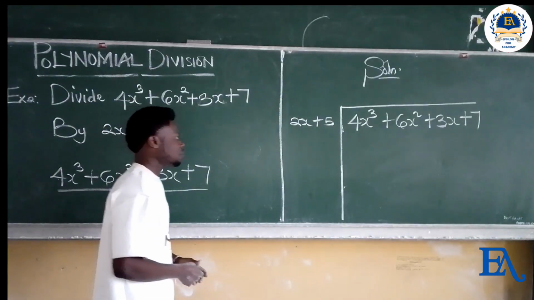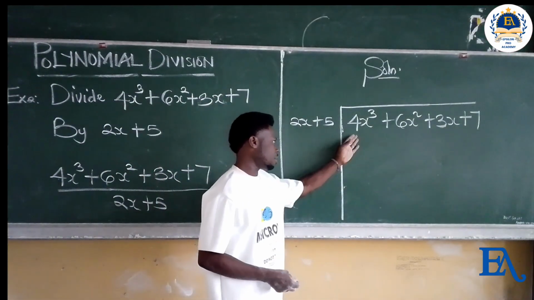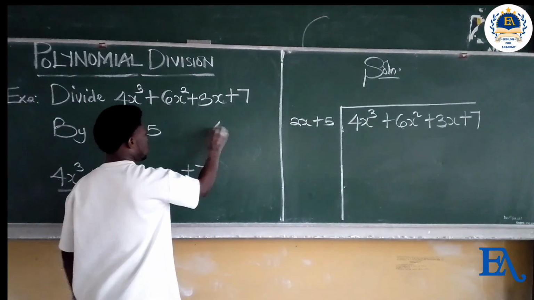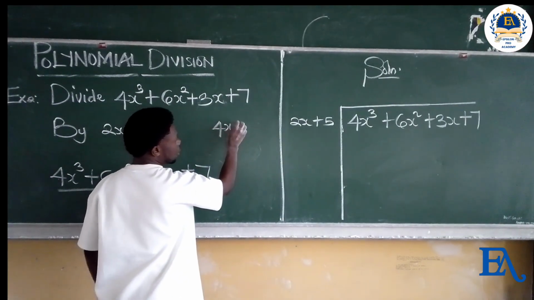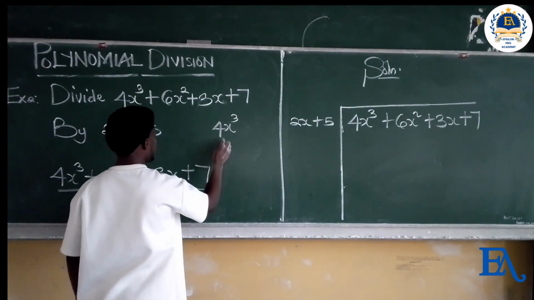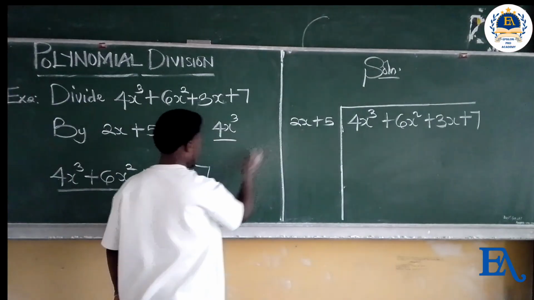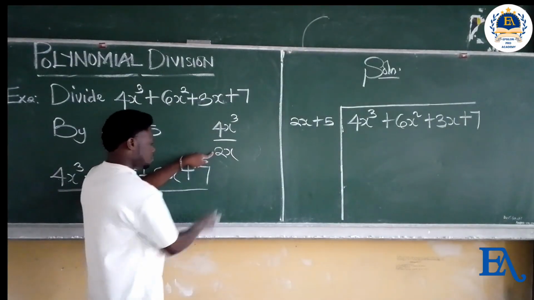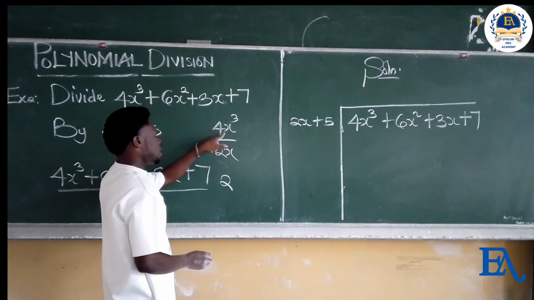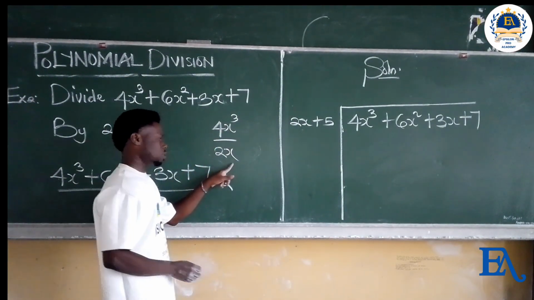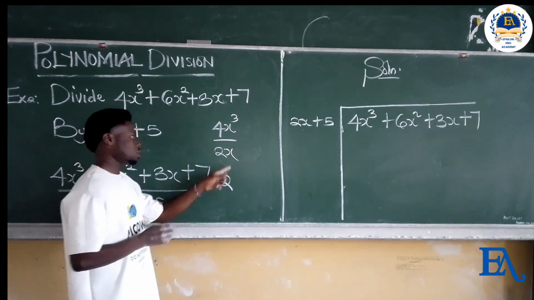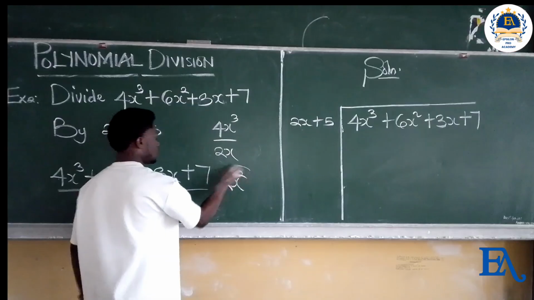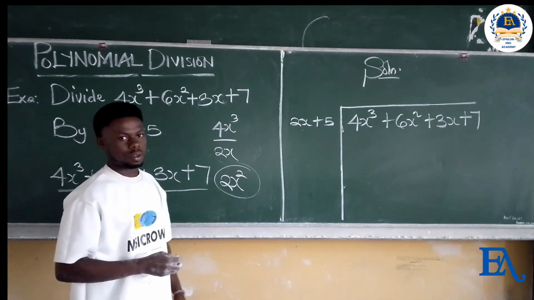Step number 1, we divide the first term of the dividend by the first term of the divisor. That is 4x raised to the power of 3 divided by 2x. 4 divided by 2 gives 2. x raised to the power of 3 minus x raised to the power of 1 gives x raised to the power of 2. So x raised to the power of 2. This will serve as the first term of the quotient.